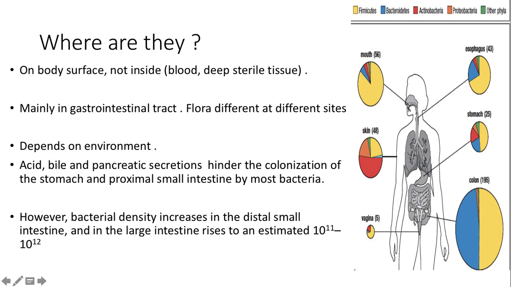Where are they? We could have a look at the pie charts. The different sizes of the pie charts for different sites reflect the number of distinct bacterial species typically present at those sites. The colon contains the greatest number of different species, over 1,000 estimated from individual surveys. The color key indicates the 4 bacterial phyla that contain the majority of the commensal bacteria.